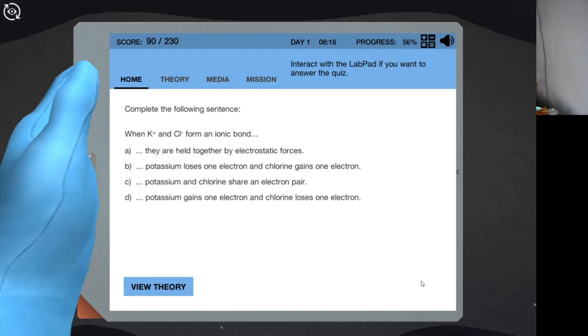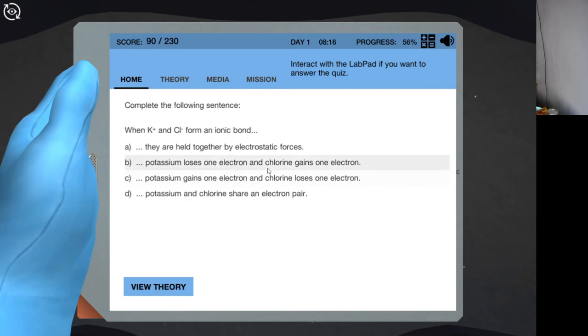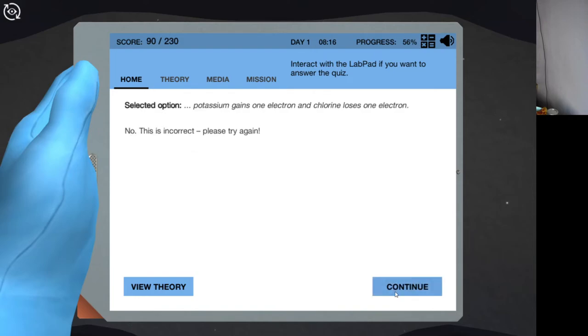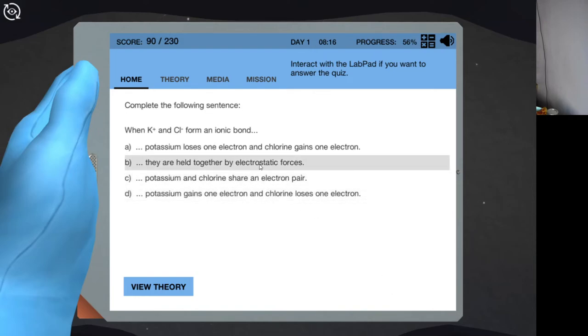Potassium loses one electron, chlorine gets another one. No. Potassium gains and chlorine loses? No. Or, what's better? You got it.